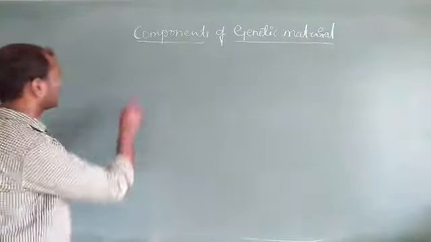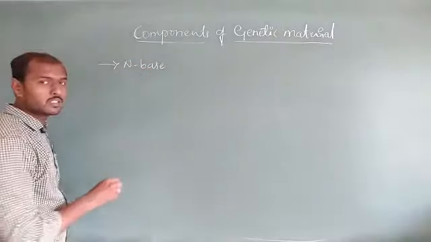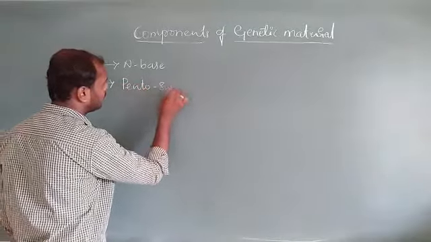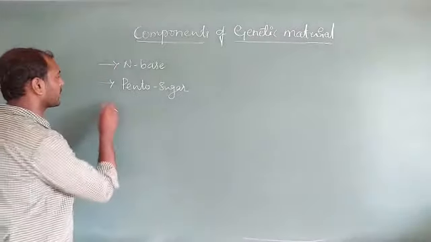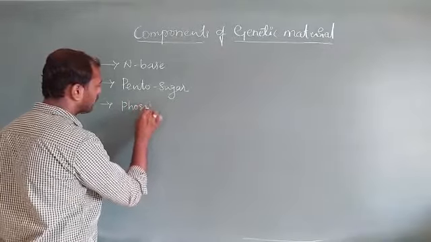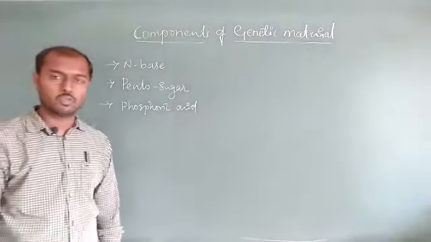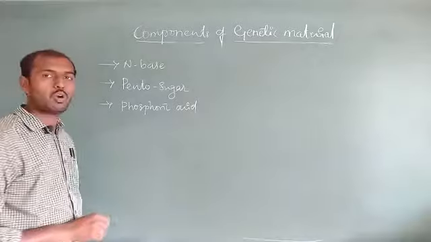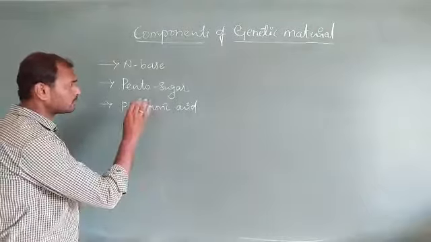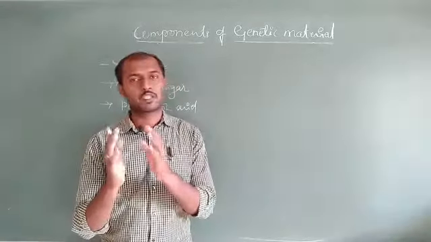Okay, so now, what is a nitrogen base, what is a pentose sugar in the case of both DNA and RNA, and what is the role of phosphoric acid. Okay, these are the three components that DNA or RNA, the genetic material, is made up of. So, are they independent, or are they able to react and form a specific structure?